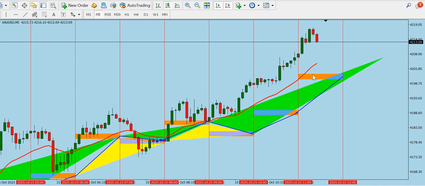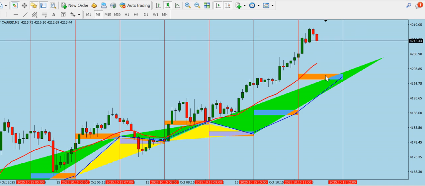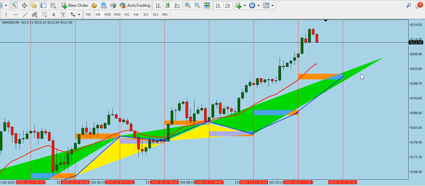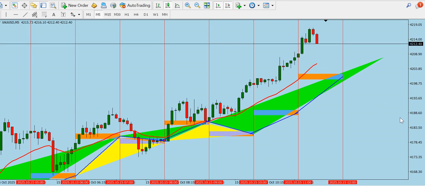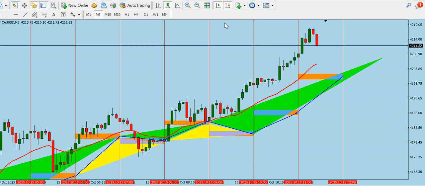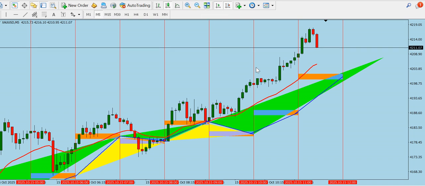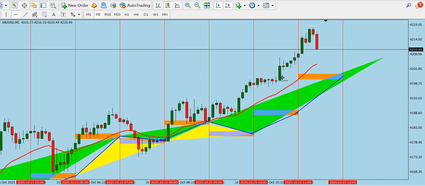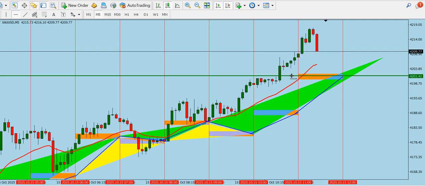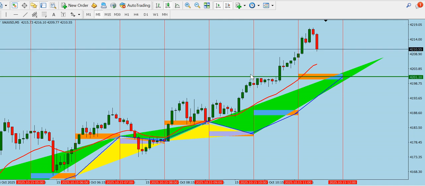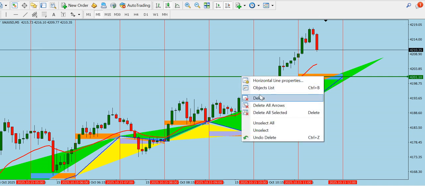Now this is the support. If price tests the closest support and bounces, then we expect price to continue upwards. But if price drops below the support and breaks all the support, we might see the formation of a yellow triangle, which indicates price is likely to drop. But for now, as far as the mega smash strategy is concerned, the support area is at the 4201 level. We expect price to find support there and continue its direction upwards.